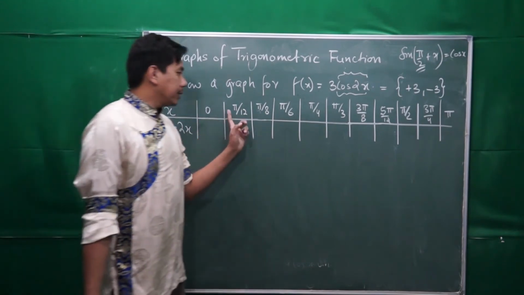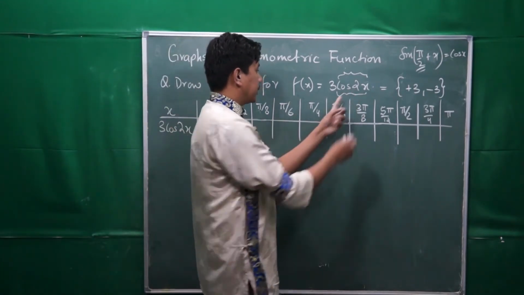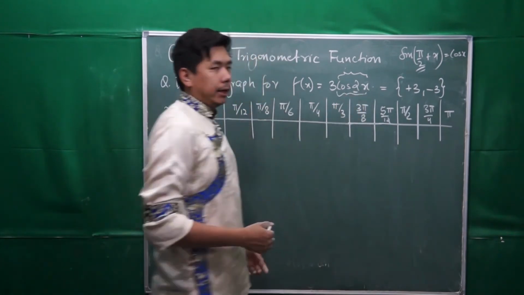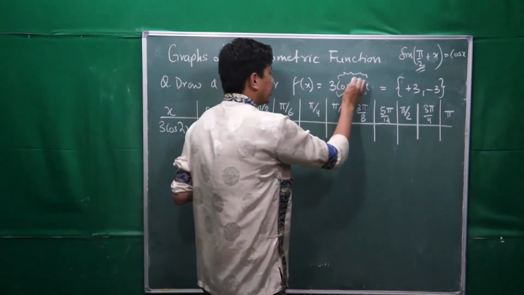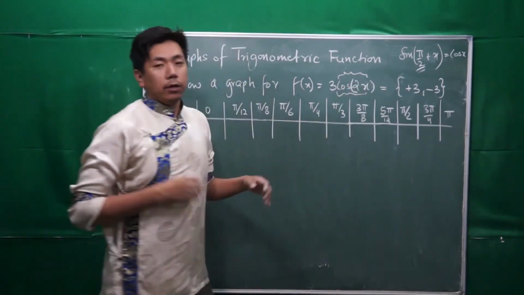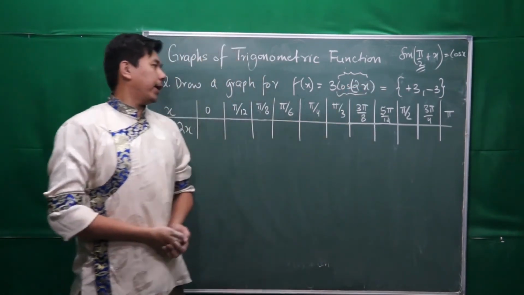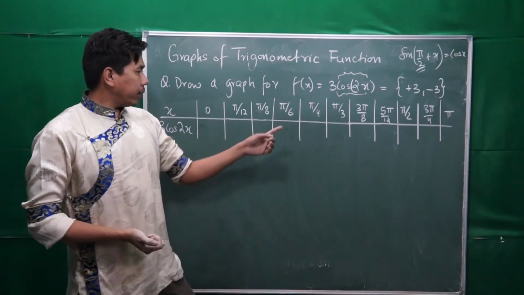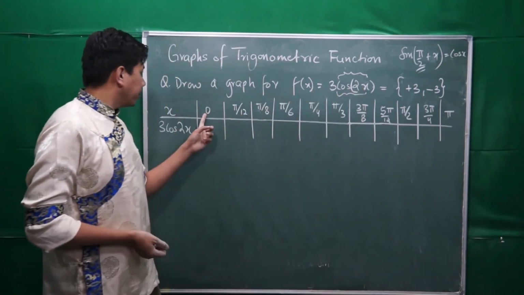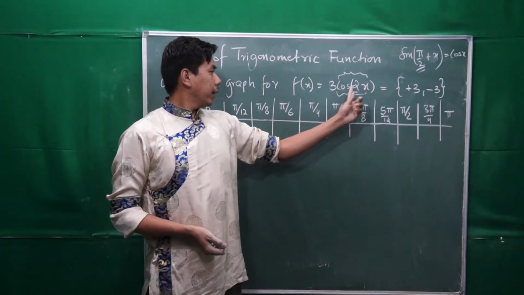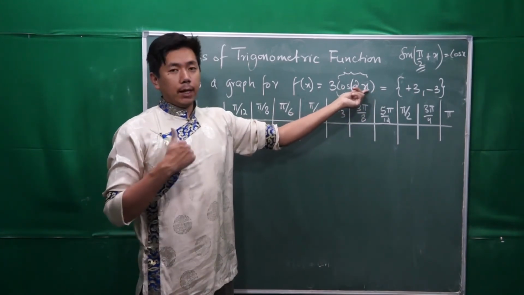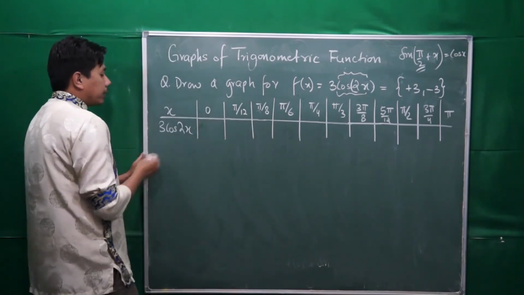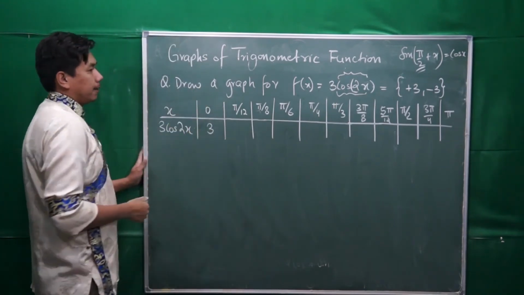Now these angles are being written because you can see over here a 2 is being multiplied. Now since 2 has been multiplied with the angle, this is cos of 2x. Now the angle is 2x. So if I replace x by 0, then this is going to be cos of 0. Now cos of 0 is value 1. So multiplied with 3 becomes 3.